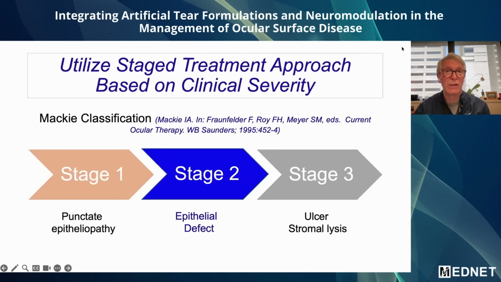It's probably a good idea to utilize a stage treatment approach for NK based on clinical severity. The classic classification of NK into 3 stages was proposed by Mackey back in the mid 1990s. Stage 1 manifests as punctate epitheliopathy. They can look a lot like moderate to severe dry eye. In stage 2, patients develop corneal epithelial defects, and then in stage 3, they can develop stromal ulceration and stromal lysis.